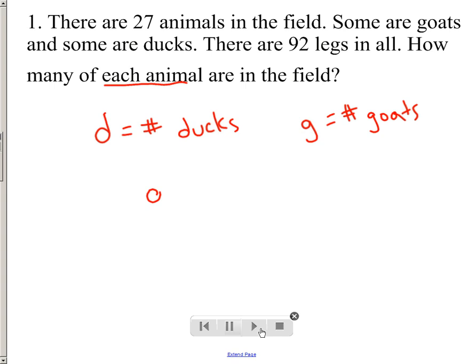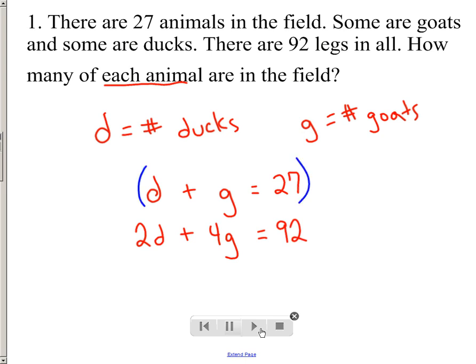First equation that we can build would be add up all the ducks and goats, and it would equal the 27 animals. So there's your first equation. The second one's a little bit different, though. It's the idea of how many legs each animal has. Well, 2 for each duck and 4 for each goat. And if you added up all the legs, it'd be 92.